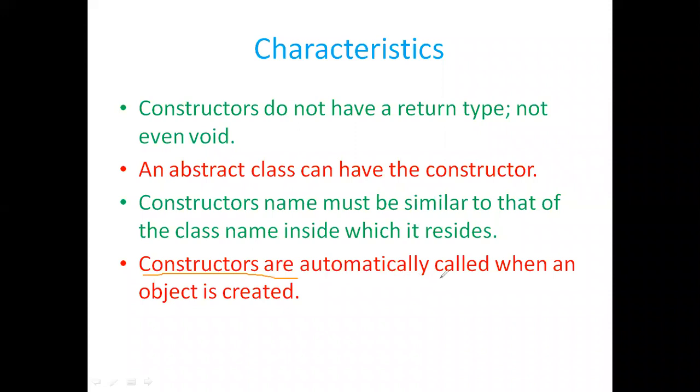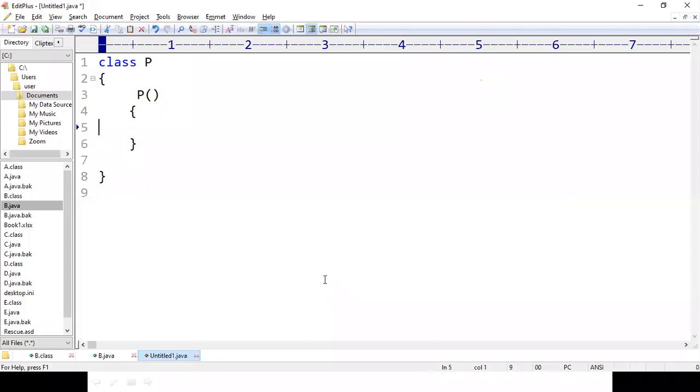Constructors are automatically called when an object is created. When we are dealing with methods, if you want to call a method, we have to call it explicitly. But in the case of constructors, they will be executed automatically. There is no need to call the constructor again. They will be executed automatically when an object is created. I will explain it with an example.